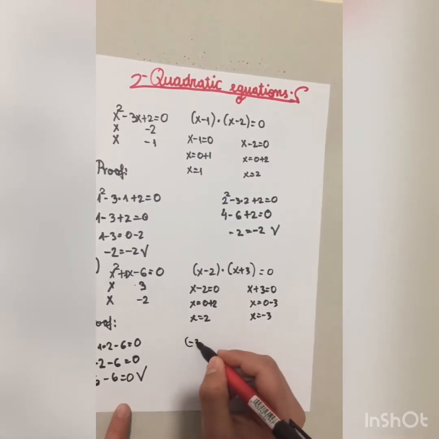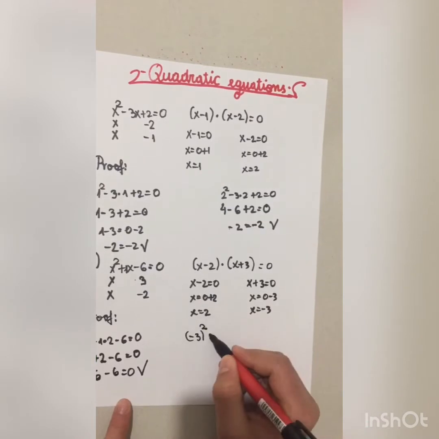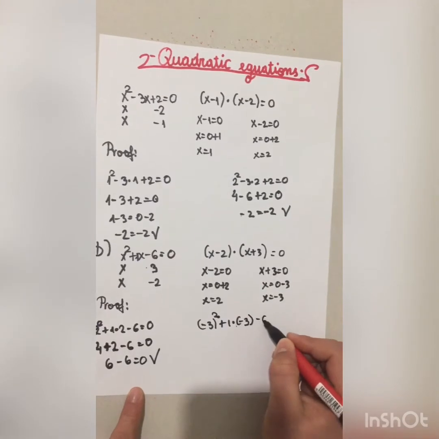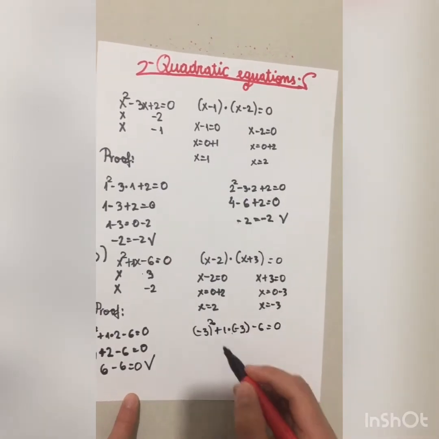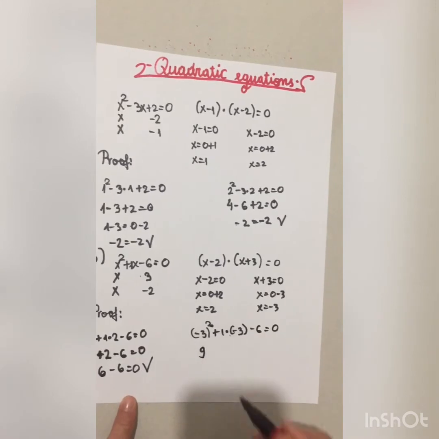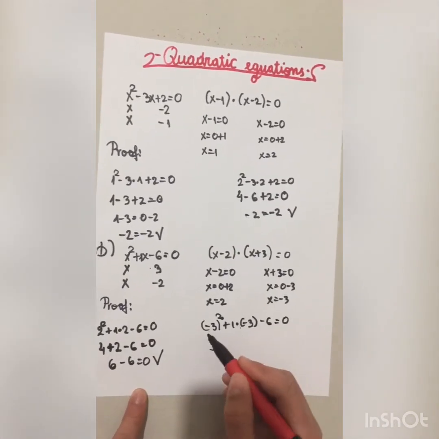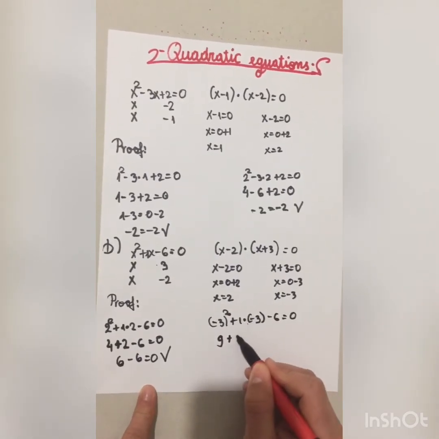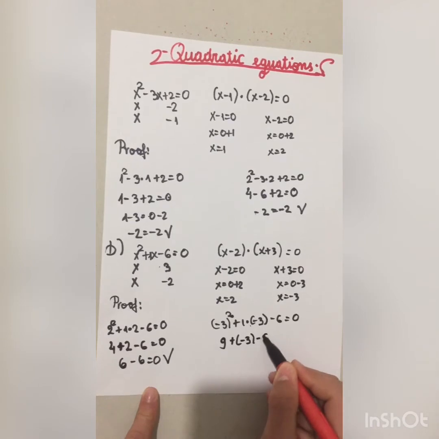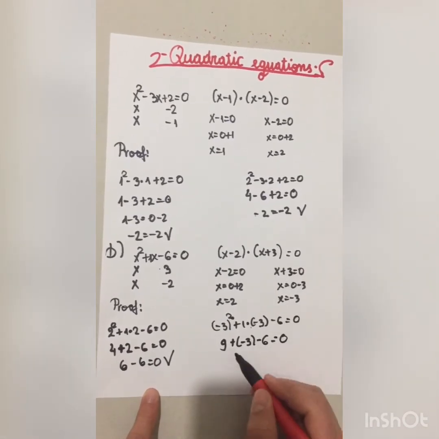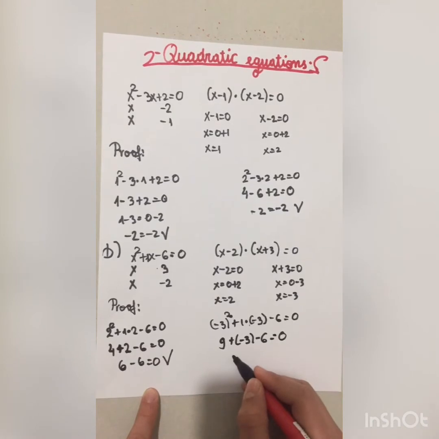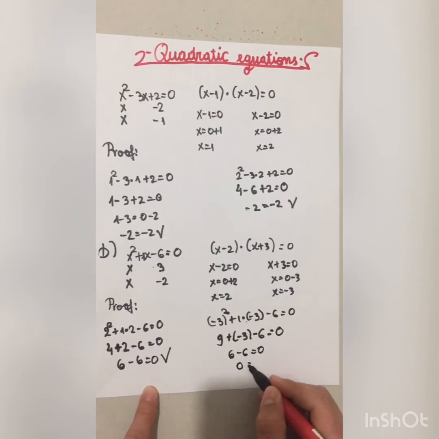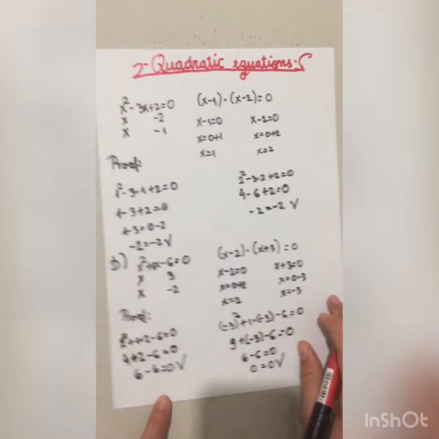Minus 3. Minus 3 squared plus 1 times minus 3 minus 6 equals 0. Minus 3 squared is 9, because minus 3 times minus 3 becomes positive because of the two minuses. 9 plus 1 times minus 3 is minus 3, minus 6 equals 0. 9 plus minus 3 is 6, and 6 minus 6 equals 0. 0 is equal to 0. The x is correct.